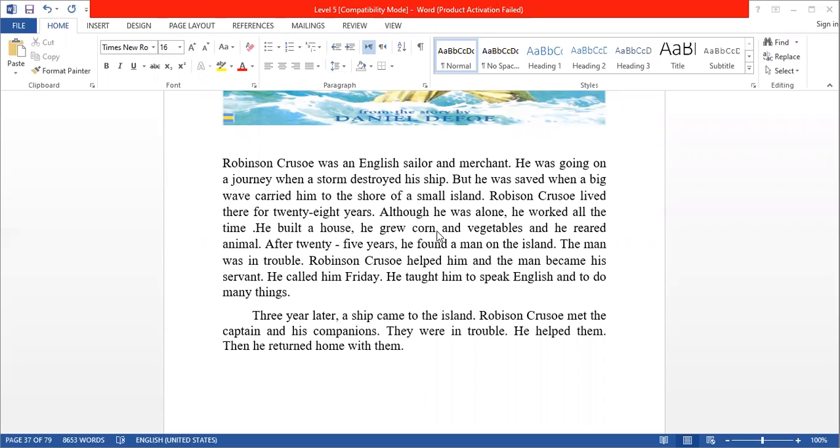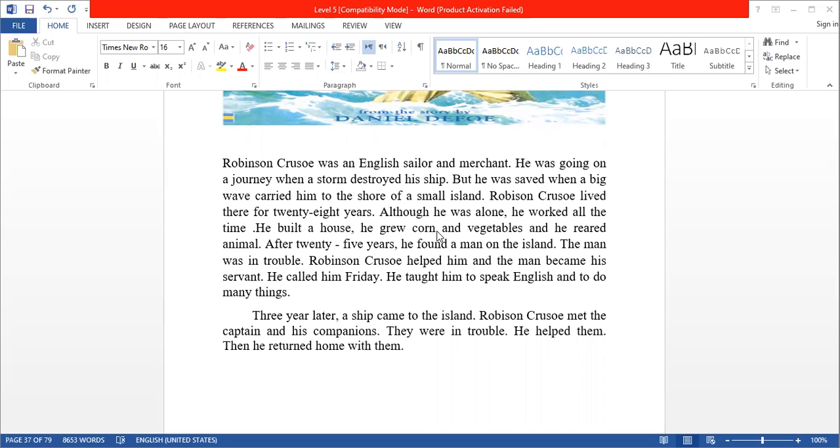After 25 years, he found a man on the island. Okay, the man was in trouble. The man had a problem. Robinson Crusoe helped him. He assisted him, or he aided him. And the man became his servant.